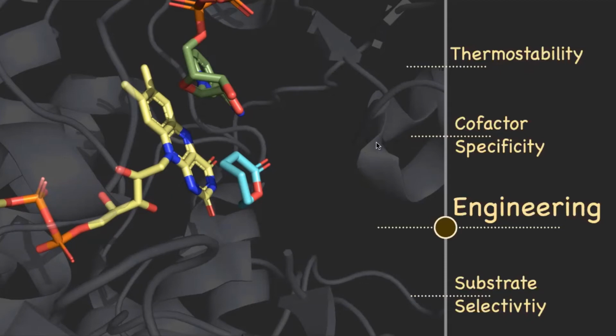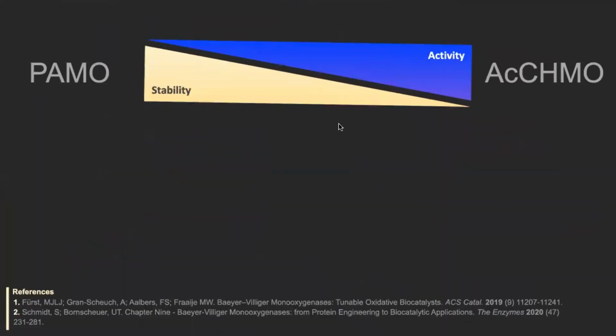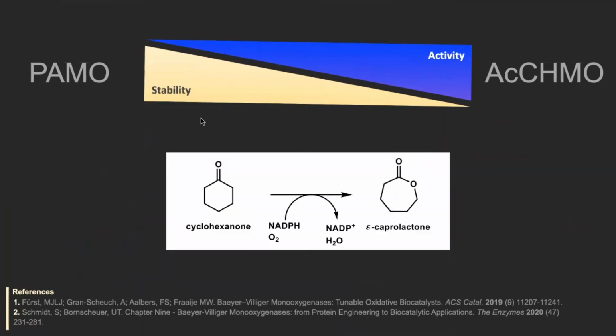And so if we go into much more detail about engineering, again, we have our two main prototypes of Baeyer-Villiger Monooxygenases. On one side, CHMO, which is active on a lot of substrates, but not stable. And on the other side, we have PAMO, which is very stable, but is not active on the main interesting reaction for the formation of caprolactone.